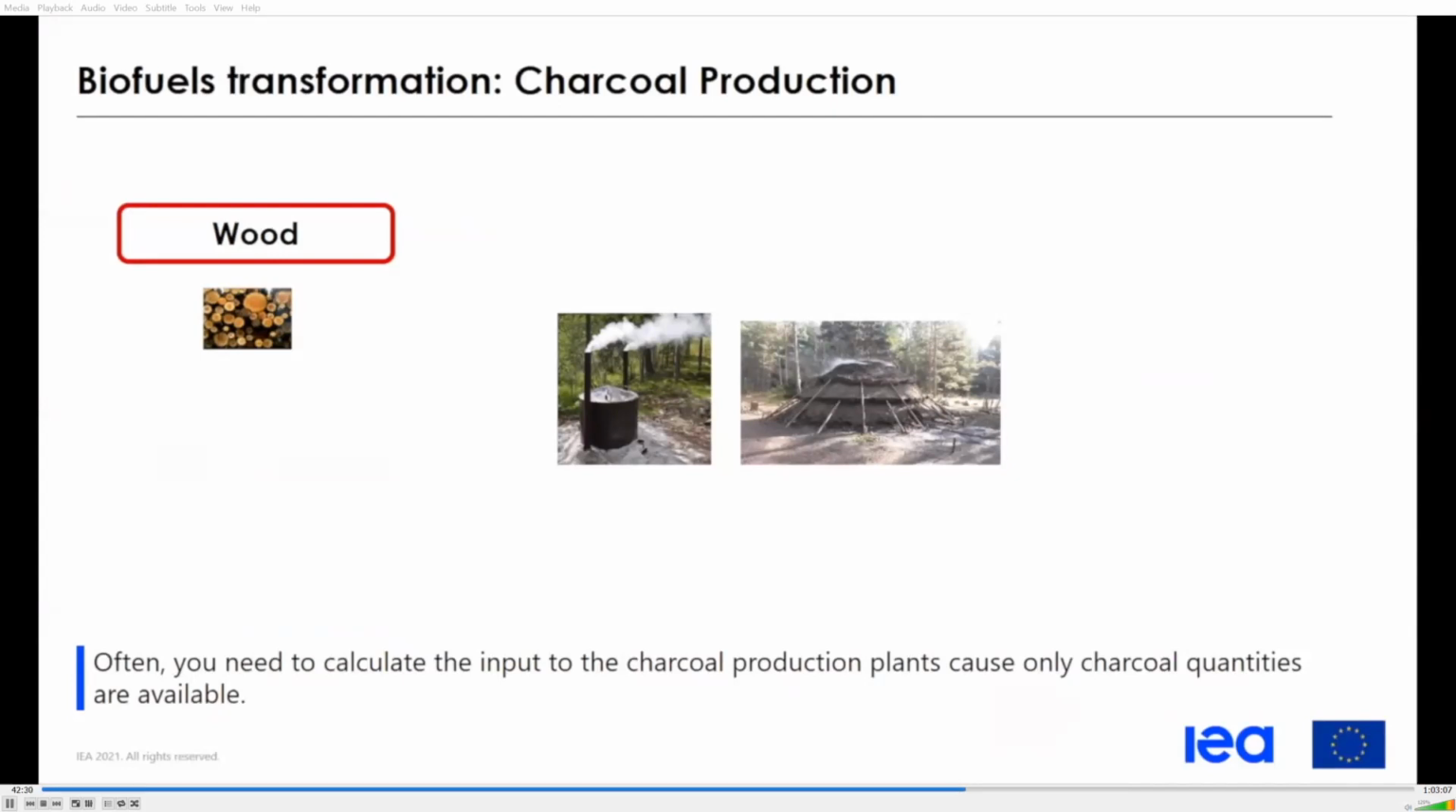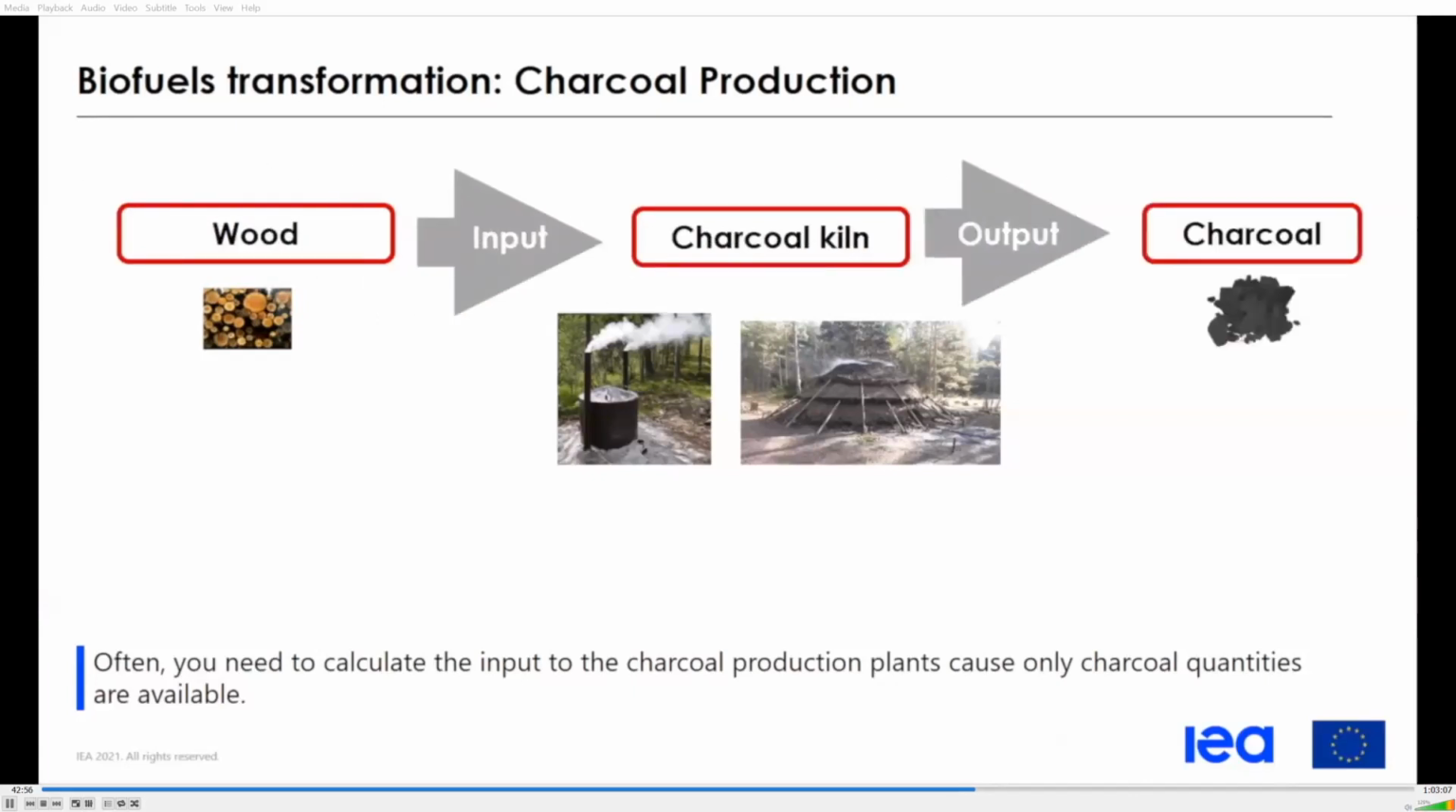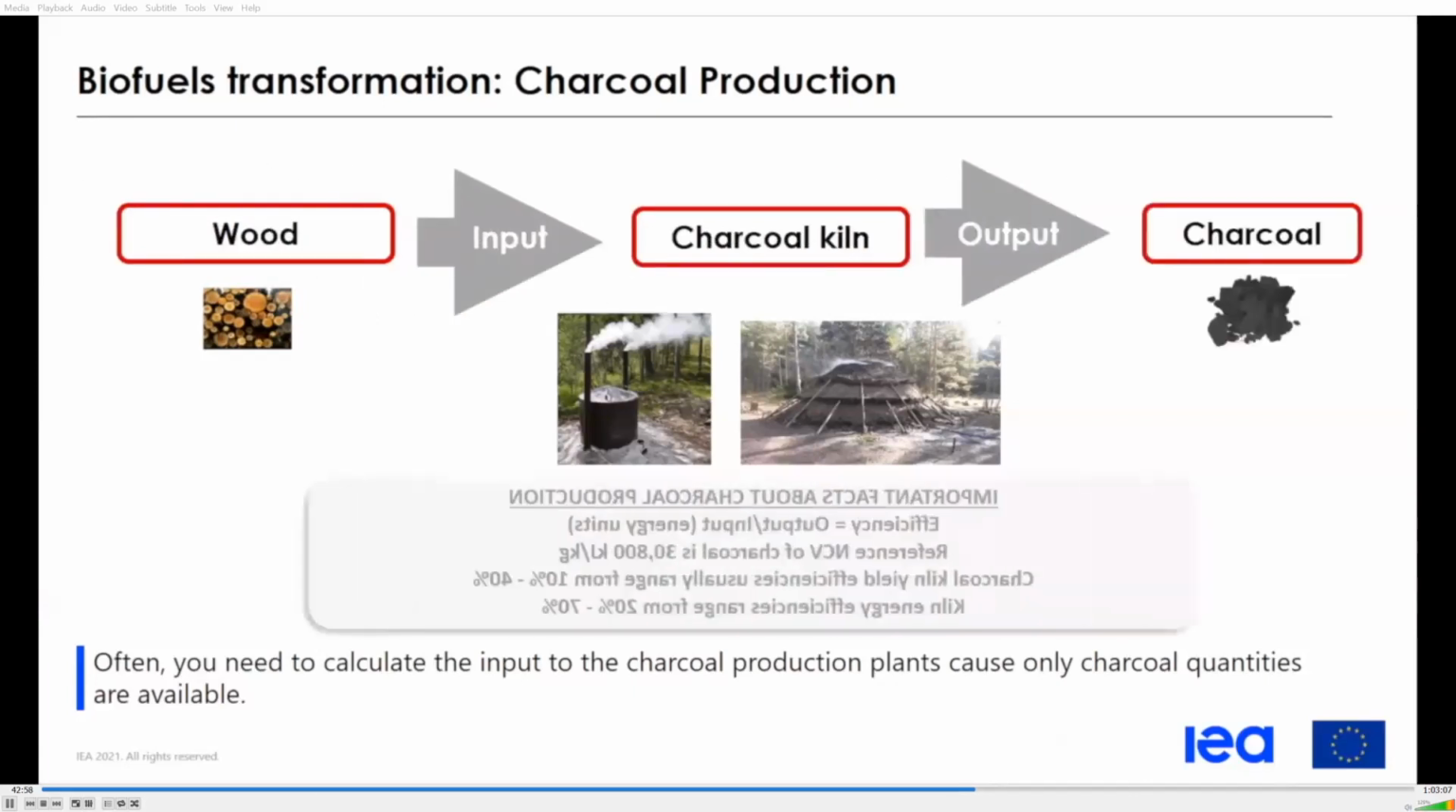Hence the importance of having a net calorific value for wood and for the charcoal produced, so that we can have a clear view on the efficiency of these transformations. So, as before, we can see that wood is an input into the charcoal kiln. Here you have two examples of kilns that can be found in the world. And the output is the charcoal.